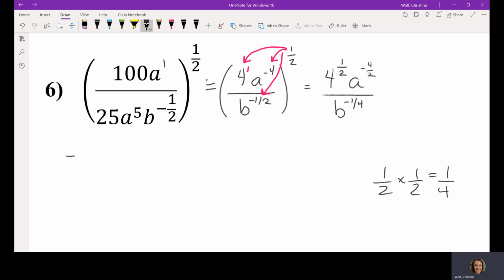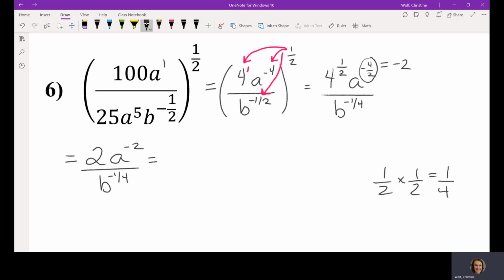Now I'm going to take care of a few things. Working left to right again, I have 4 to the 1/2, which is just 2, because that really just means we're square rooting the 4. We know that by now. To the 1/2 means square rooting. Then for the A, I'm going to simplify this to a negative 2. Negative 4 over 2 is negative 2. And on the bottom, nothing can happen with that.